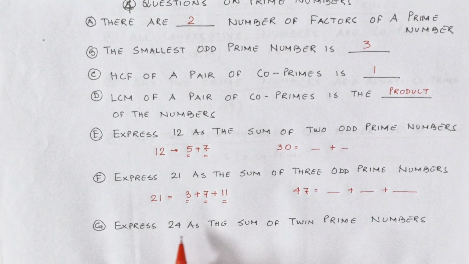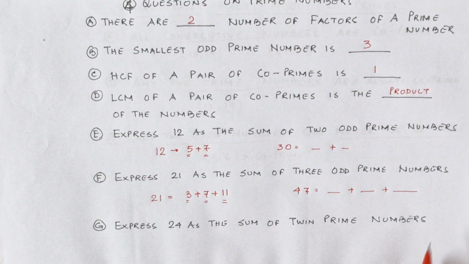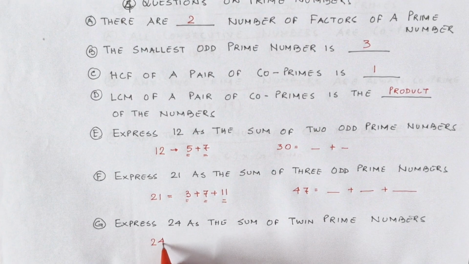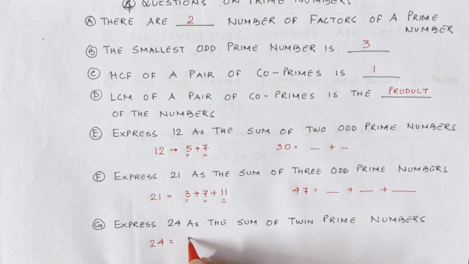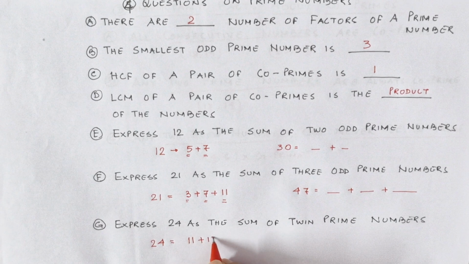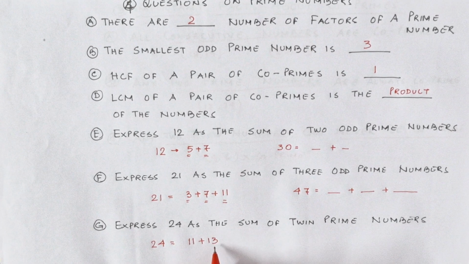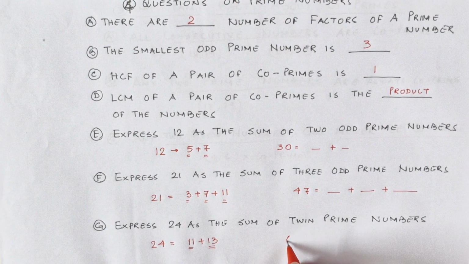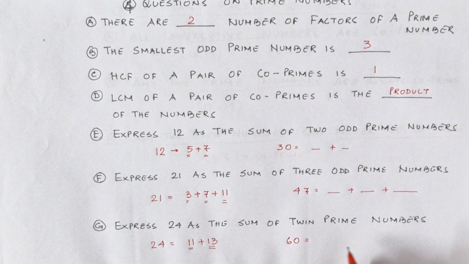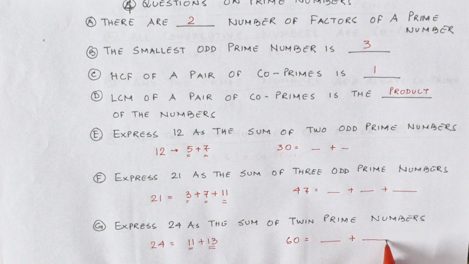Okay, the last question: express 24 as the sum of twin prime numbers. This is interesting, isn't it? 24, can you express it? See, 11 plus 13. So these are twin prime numbers, you can see the difference is 2, and I can express 24 as the summation of twin prime numbers. So I'll give you another question in this category. Can you express 60 as the sum of twin prime numbers? If you know, let me know in the comment box.